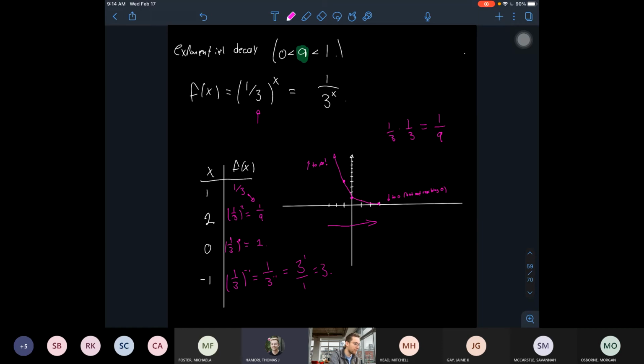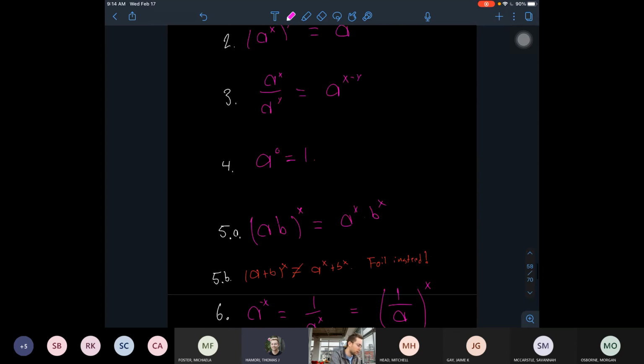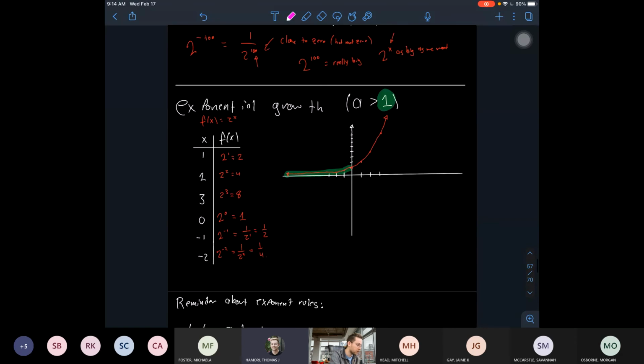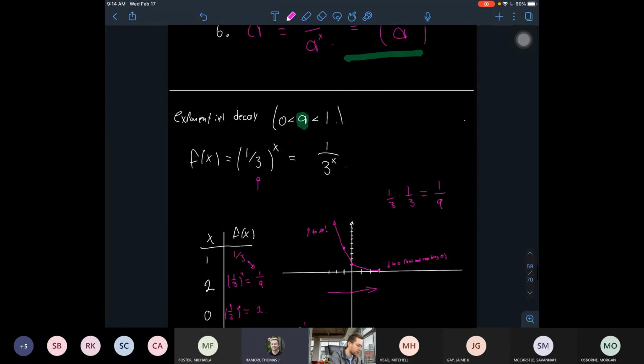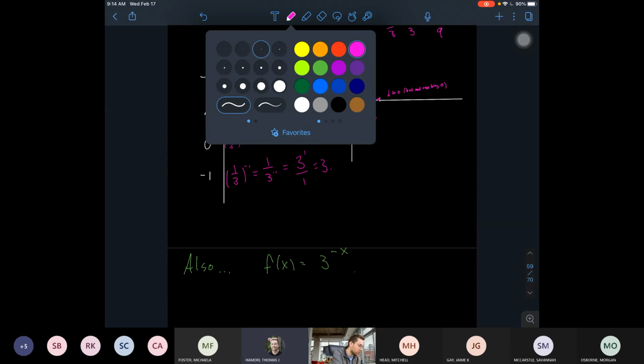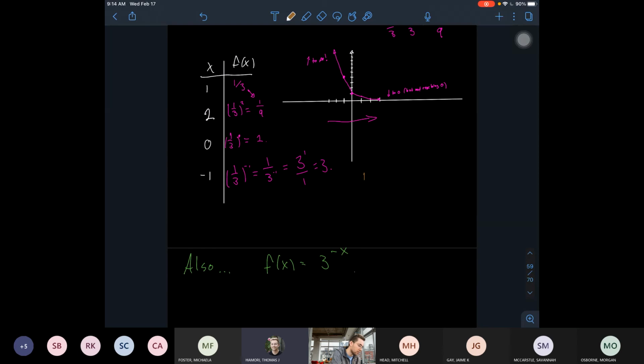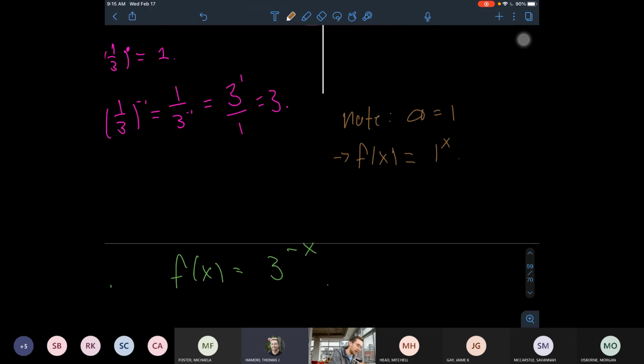It happens when our base value is a number which is between 0 and 1. That's as opposed to growth, which occurs when our base value is larger than 1. Okay. By the way, what happens if our a value is actually equal to 1? Well, f of x would be equal to 1 to the power x. So let me ask, is this decay or growth? What do we think? Or something else entirely?